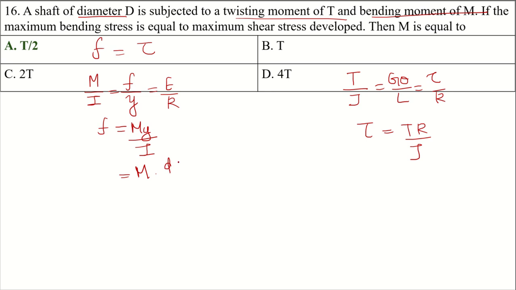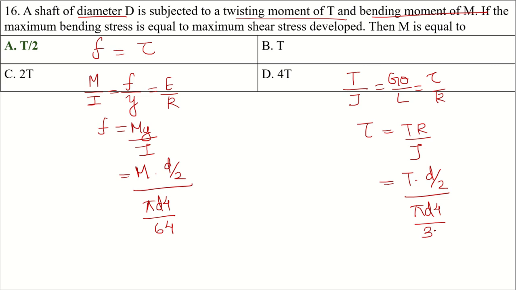Here y is equal to d by 2, and the moment of inertia of a shaft of diameter d is pi d raised to 4 divided by 64. For shear stress tau, it is T, R is d by 2, and J is pi d raised to 4 divided by 32.